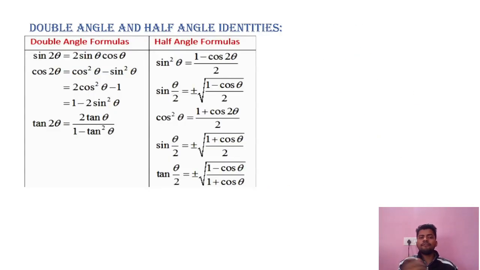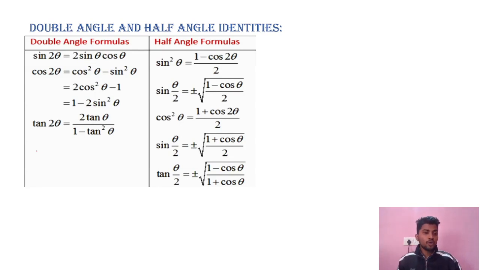Now, double angle and half angle trigonometric identities, it's very easy. Now, sine of 2 theta equals 2 sine theta cos theta. Double angle means 2 theta, half angle means theta by 2. Cos of 2 theta is equal to cos square theta minus sine square theta, which is 2 cos square theta minus 1, or 1 minus 2 sine square theta, and tan 2 theta is what? 2 tan theta by 1 minus tan square theta.